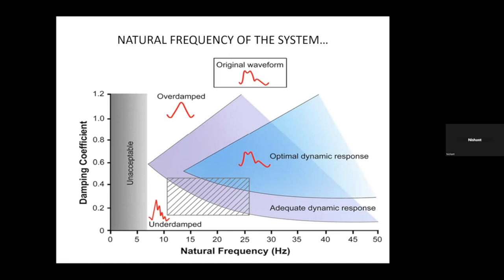So the dynamic response should be adequate, and the dynamic response of the system is dependent upon two indicators, that is natural frequency and the damping coefficient. If the system is overdamped or underdamped, there will be either overestimation or underestimation of the systolic blood pressure and the pulse pressure.